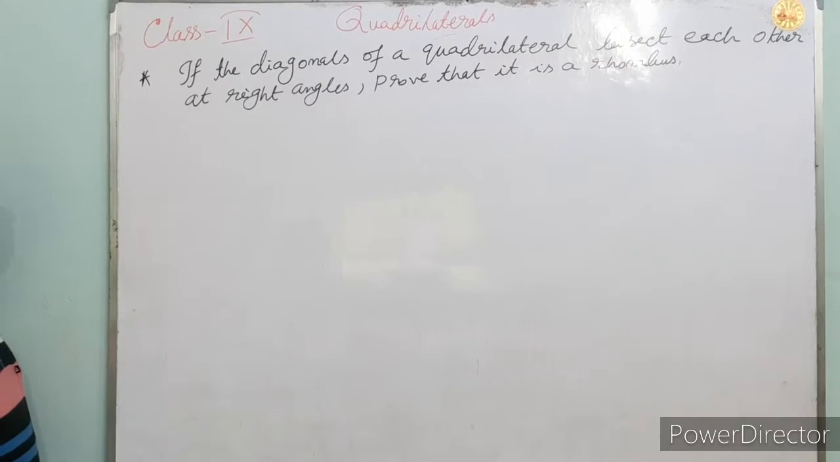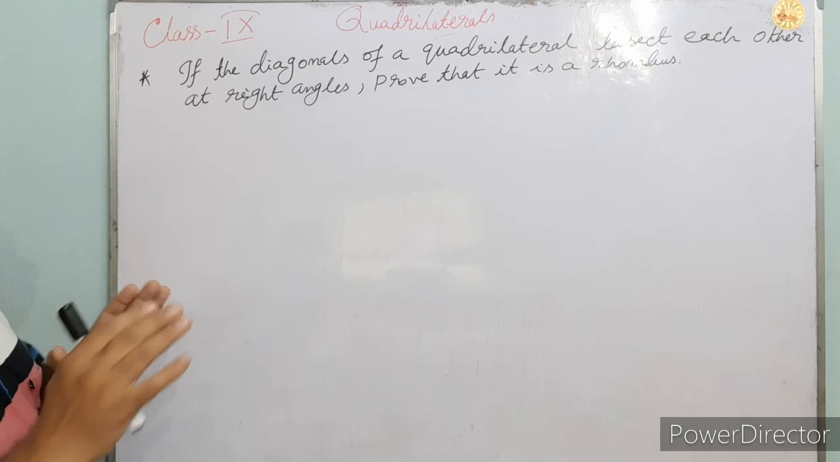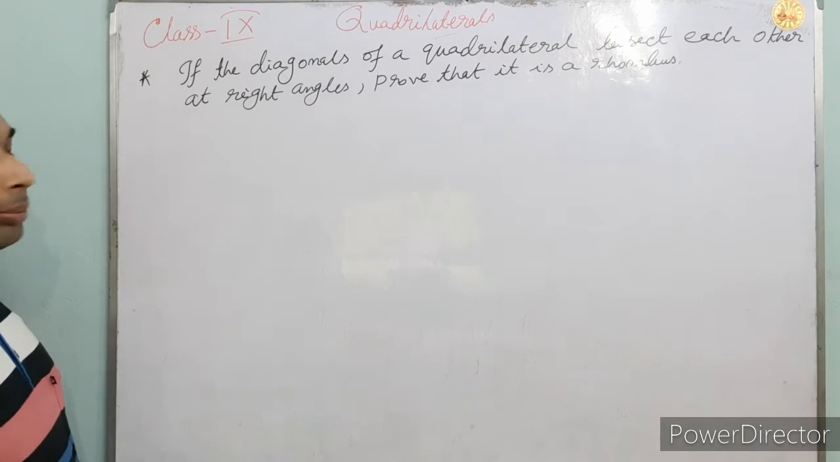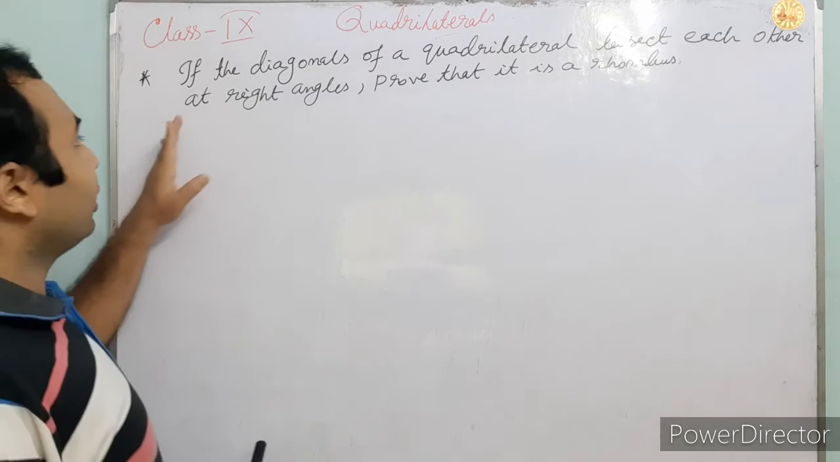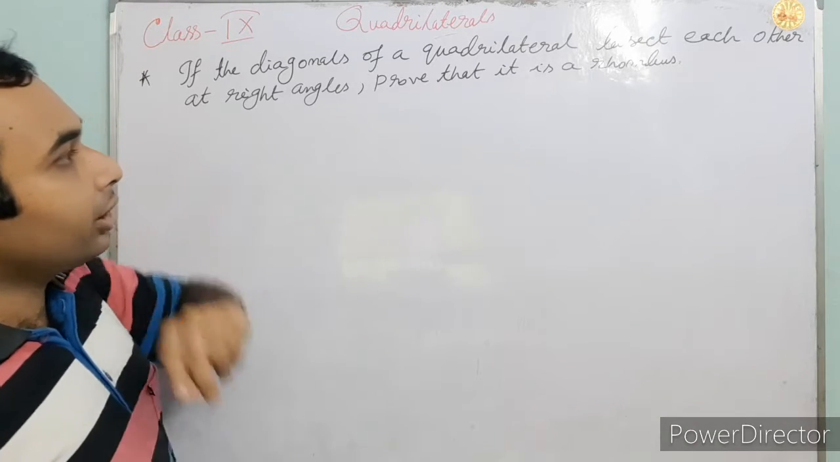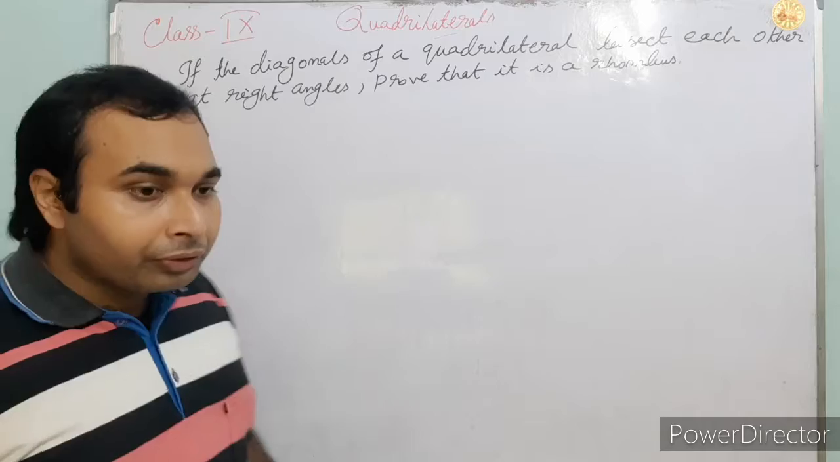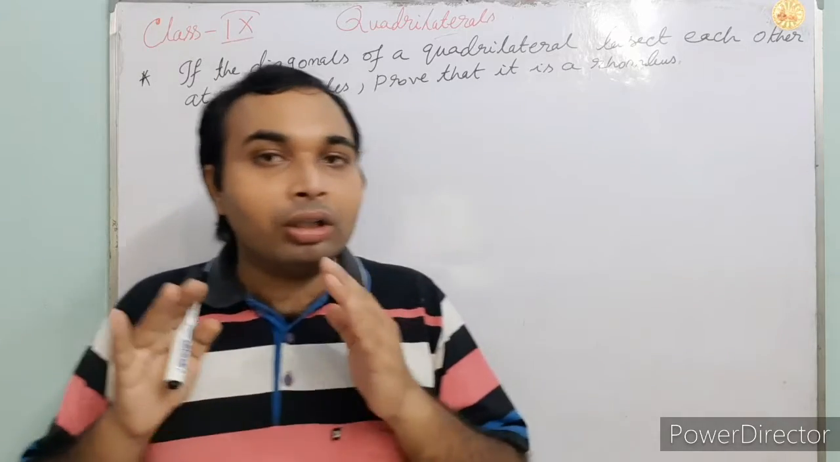So students, this is the first application we are going to do of the properties of the parallelogram. If the diagonals of a quadrilateral bisect each other at right angles, prove that it is a rhombus. First of all, what is a rhombus? You all know about this.